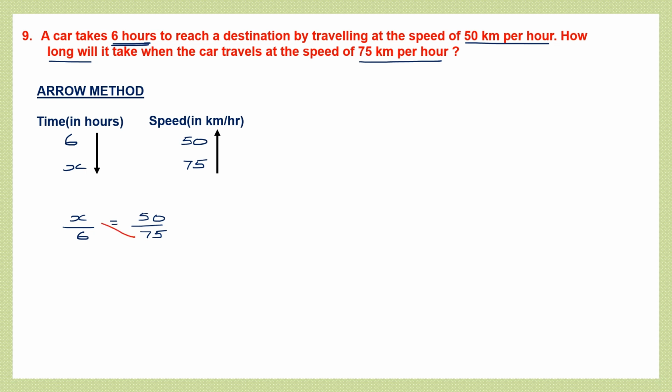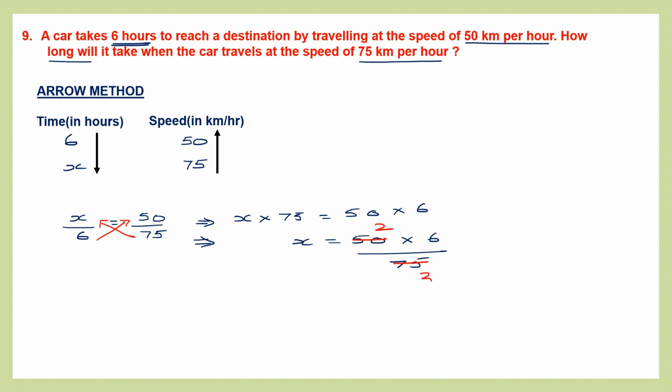Cross multiply. So here let's cross multiply. What do we get when we cross multiply here? We get x into 75 is equal to 50 into 6. That means x is equal to 50 into 6 divided by 75. Let's cancel 50 and 75 by 25. 25 twos are 50, 25 threes are 75. We can cancel 3 and 6. 3 ones are 3, 3 twos are 6. Now multiply 2 into 2. 2 twos are 4. So we have found the value of x. x is equal to 4.